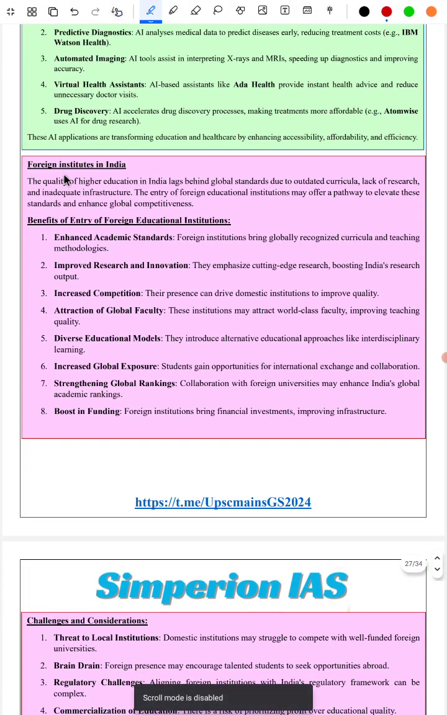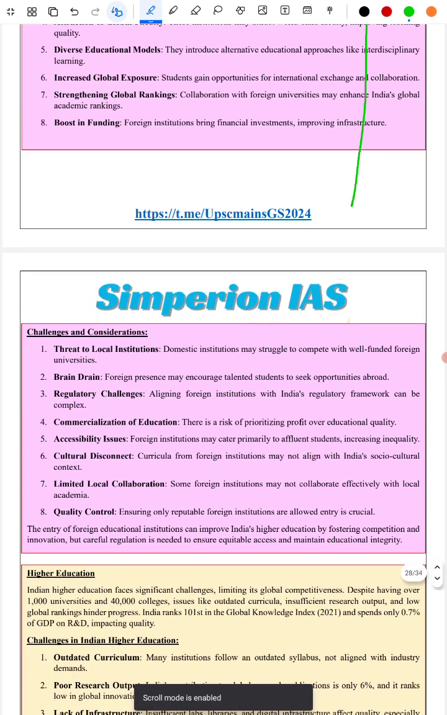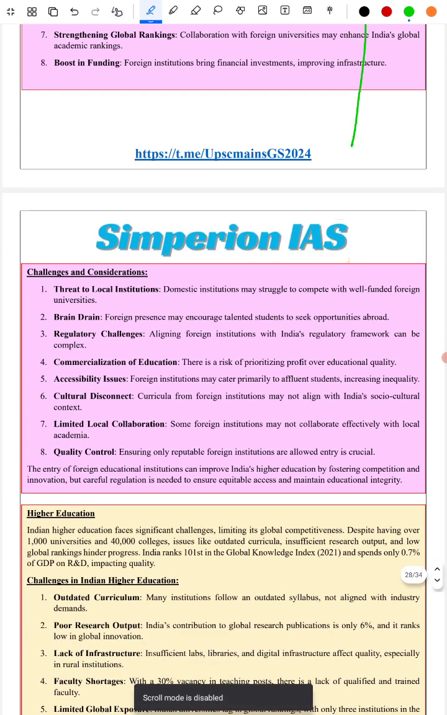Next, I think this is a topic in discussion for many years: allowing foreign universities to set up their offshore campuses in India. So how can it benefit India? Foreign institutes in India, the benefits of entry of foreign institutes to India, and what can be the challenges as well. What can be the challenges of entry of foreign institutions to India? This question is already asked in the mains by the UPSC.